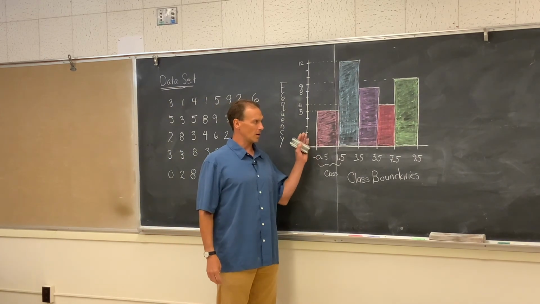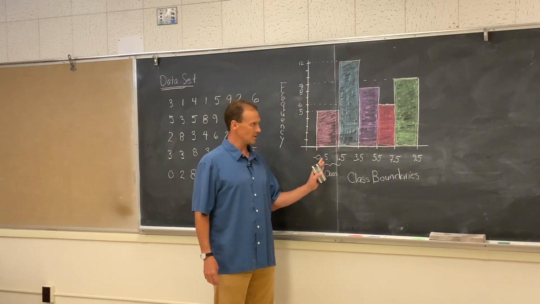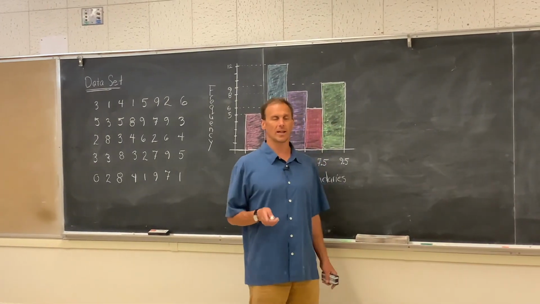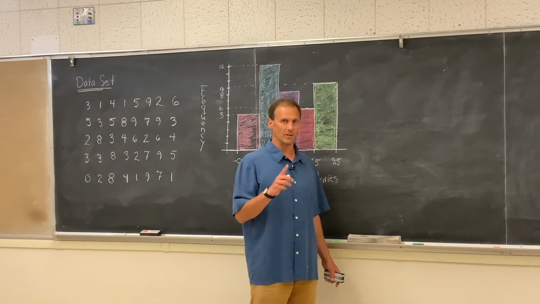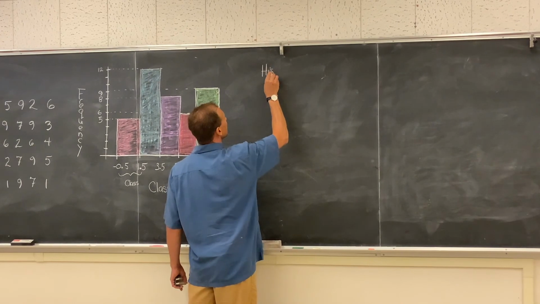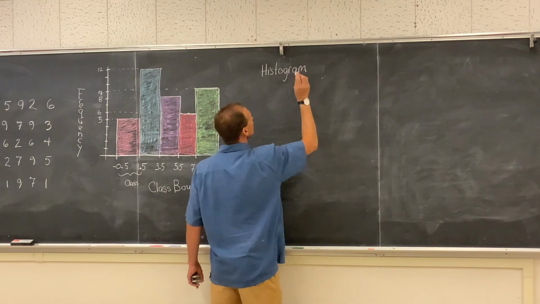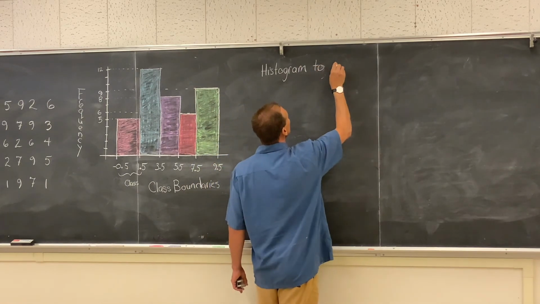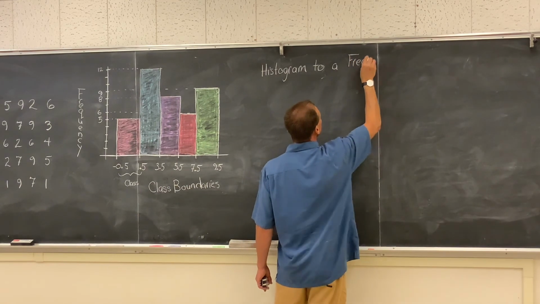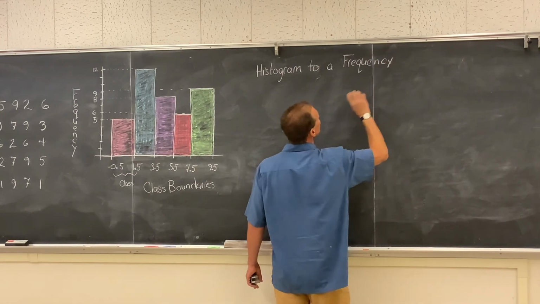Histograms are a visual presentation. Now we're going to put this information into a table format. And when we put it into a table format, we call it a frequency distribution. So that's what today we're going to talk about: histogram to a frequency distribution.